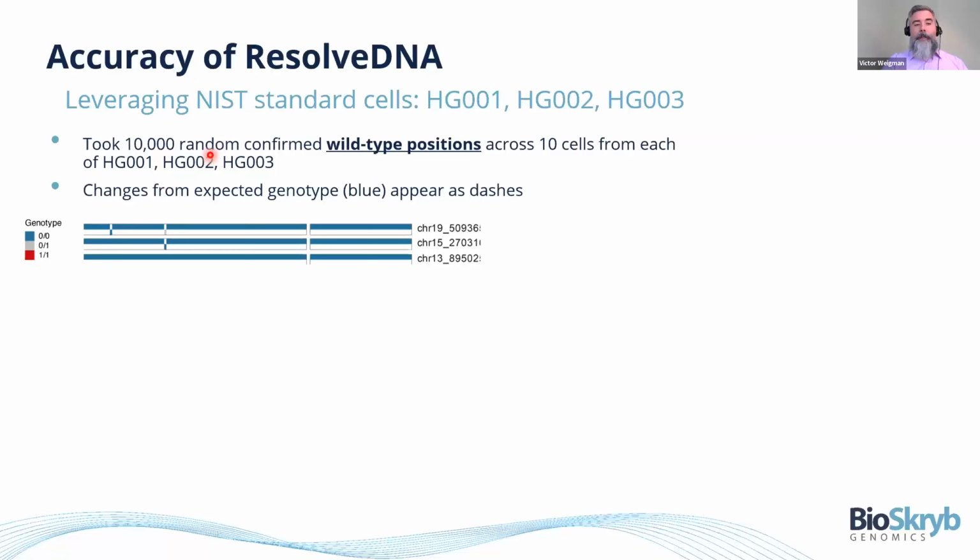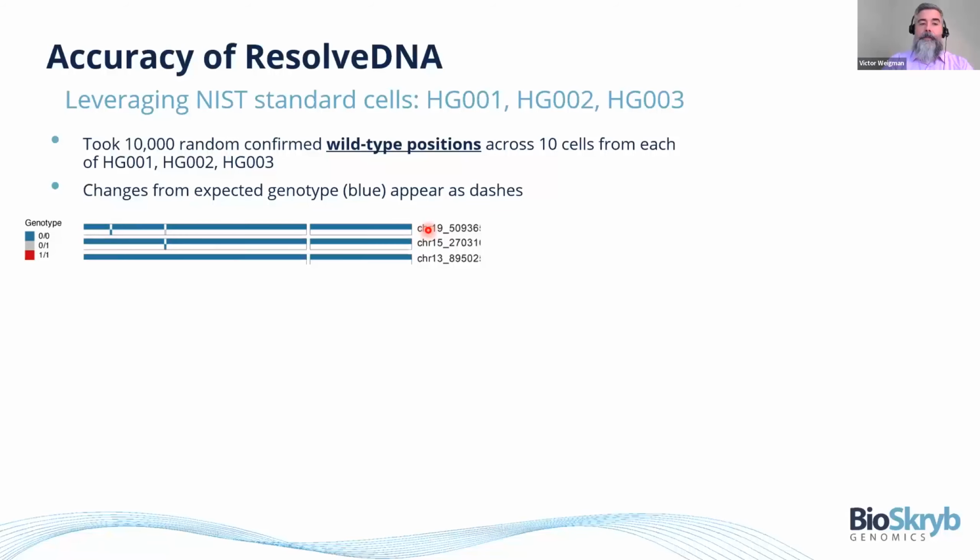So effectively, what we have in this small cartoon to talk about accuracy is we took 10,000 random positions that we knew to be reference across 10 cells from each of these different controls. We expect everything to be blue, which is the genotype of wild type. Gray is heterozygous and red is homozygous. And we have some random positions that we can look at.